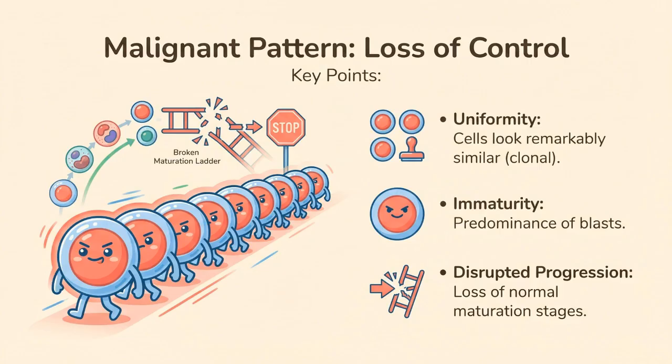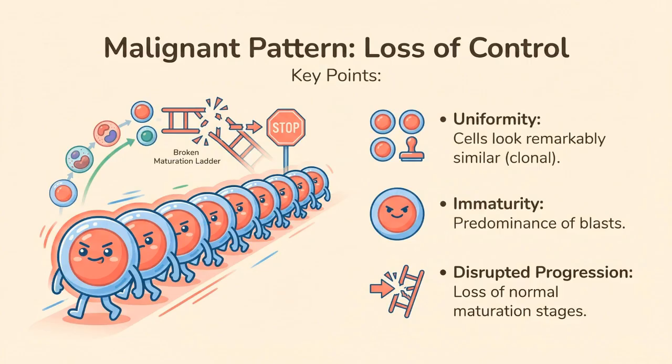Secondly, a hallmark of malignancy is pronounced immaturity. The cells fail to differentiate and mature properly, remaining in an immature blast stage. This means you will see a predominance of blasts with features such as a high nuclear to cytoplasmic ratio, fine chromatin, and prominent nucleoli, indicating active proliferation rather than maturation. Finally, there is a distinct loss of normal progression through the maturation stages. The orderly sequence of cell development, from blasts to mature forms, is disrupted or completely absent. Instead, the bone marrow is often overrun by these immature cells, crowding out normal hematopoiesis.